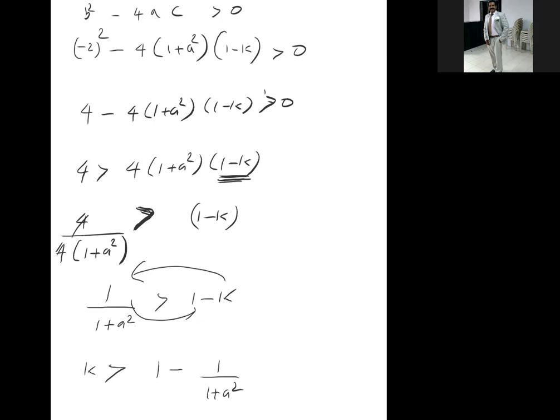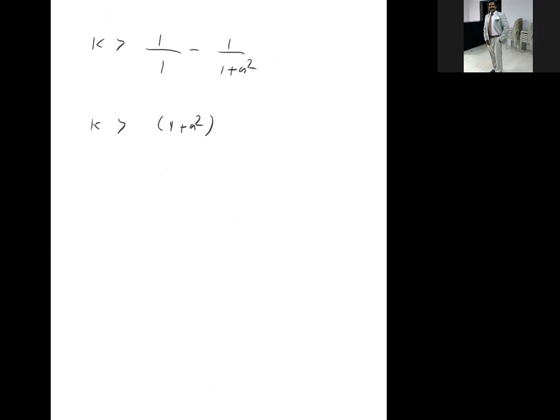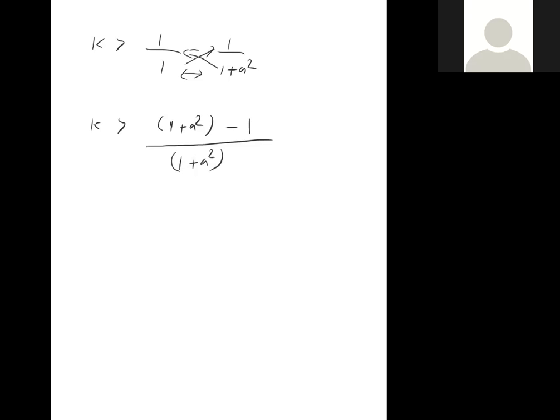Then can you rearrange it? What is 1 minus 1 by a square? 1 means it is 1/1. So k greater than 1/1 minus 1/(1 plus a square). So cross multiply it. So k greater than 1 into 1 plus a square minus 1 over 1 plus a square. So 1 and -1 got cancelled. We are getting k greater than a square divided by 1 plus a square. Hence proved.